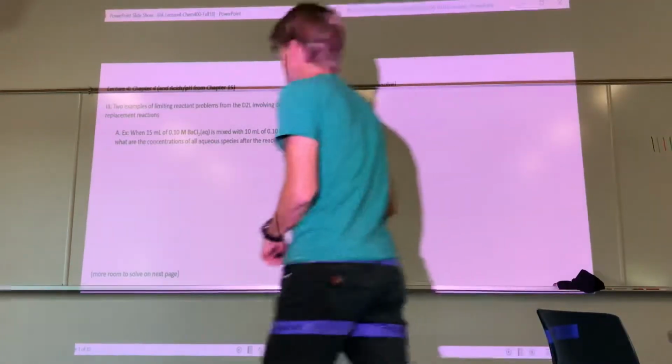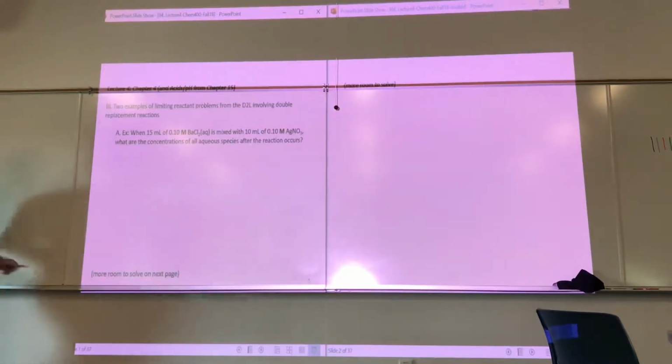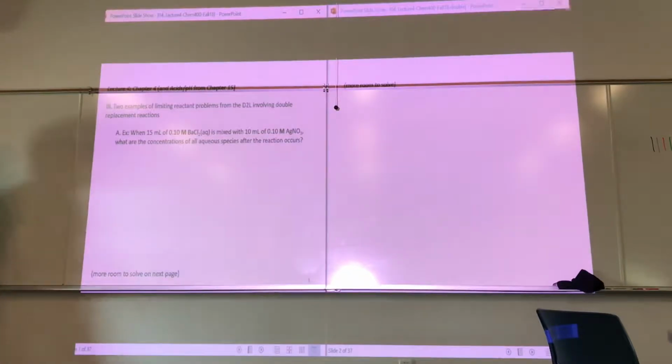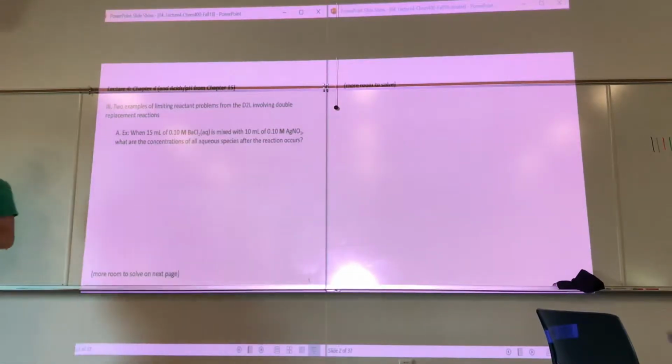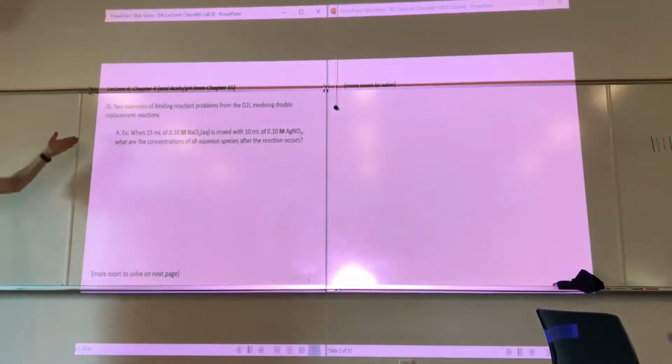As far as lecture material, this type of question is a possibility on your exam, and that's one of the reasons we're covering it. I would say this is not a typical question, but it does tie together a lot of things we've been doing so far. The first one we'll do has 2 pages, and there's a companion problem as well. It says: when 15 milliliters of 0.10 molar barium chloride is mixed with 10 milliliters of 0.10 molar silver nitrate, what are the concentrations of all aqueous species after the reaction occurs?